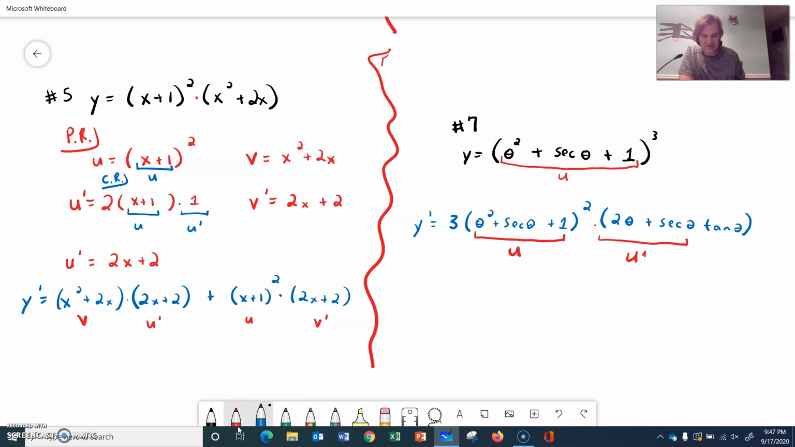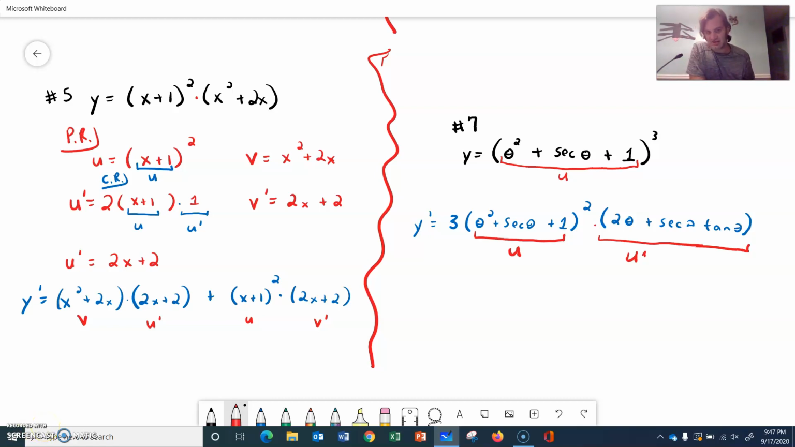So let me extend that a little bit further here. Try and outline that pretty good. You could distribute that 3 if you like. I don't see any point in doing anything else to this unless you just really want to.